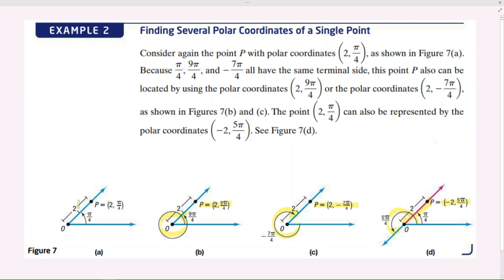So we've got many ways, like we said before, to represent the same point in polar coordinates, whereas there is only one way to reference a point in Cartesian or rectangular coordinates.